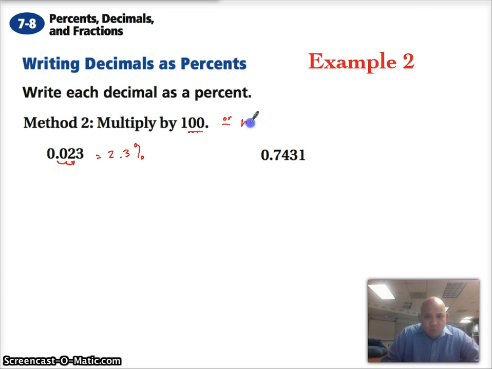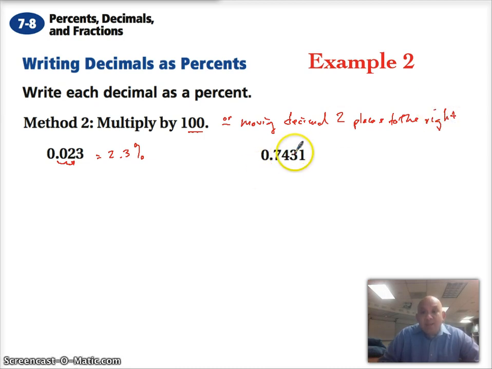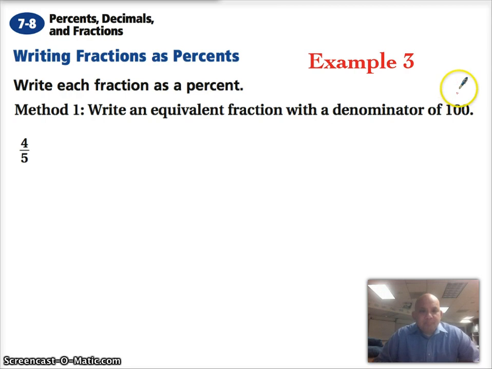So I'm going to write that down: moving the decimal 2 places to the right. So what is 7,431 ten-thousandths as a percent? Well, let's multiply by 100, or move the decimal over 2 place values. 1, 2, and what we get is 74.31%. That was easy.